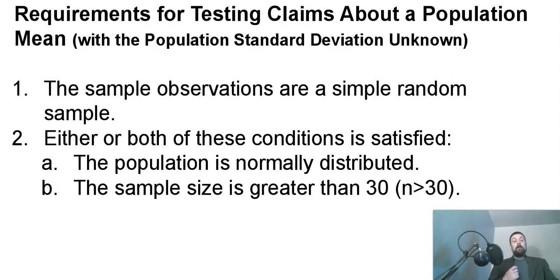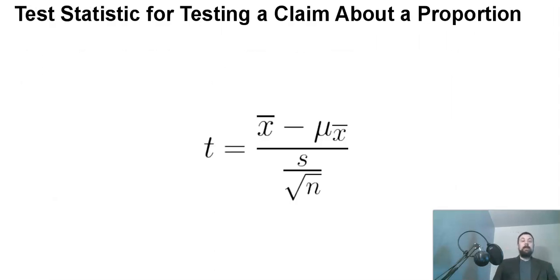So the requirements here are that the sample observations are simple random samples, and that either or both of these conditions are satisfied: the population is normally distributed, or the sample size is greater than 30. So n needs to be greater than 30. As long as at least one of those is satisfied. If they're both true, that's fine also. Then you can use this process we're about to use and get valid results that are reliable, that you can trust. The test statistic for testing a claim about a proportion.